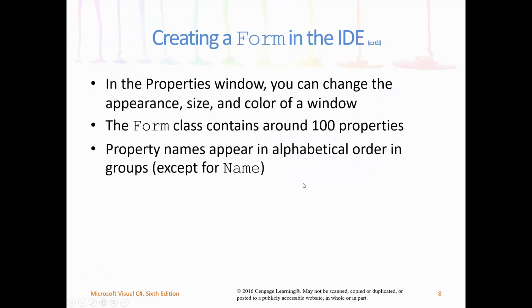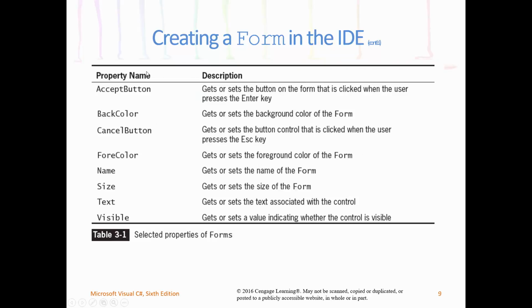All right. In the Properties window, you can change appearance and size. You saw how I dragged the form and made it bigger. The form class itself has around 100 different properties. They appear in alphabetic order except for the name property. Here are some of the properties you can change for a form. Most controls have all of these properties. And this is shown in table 3.1 that's on page 106 in your book.